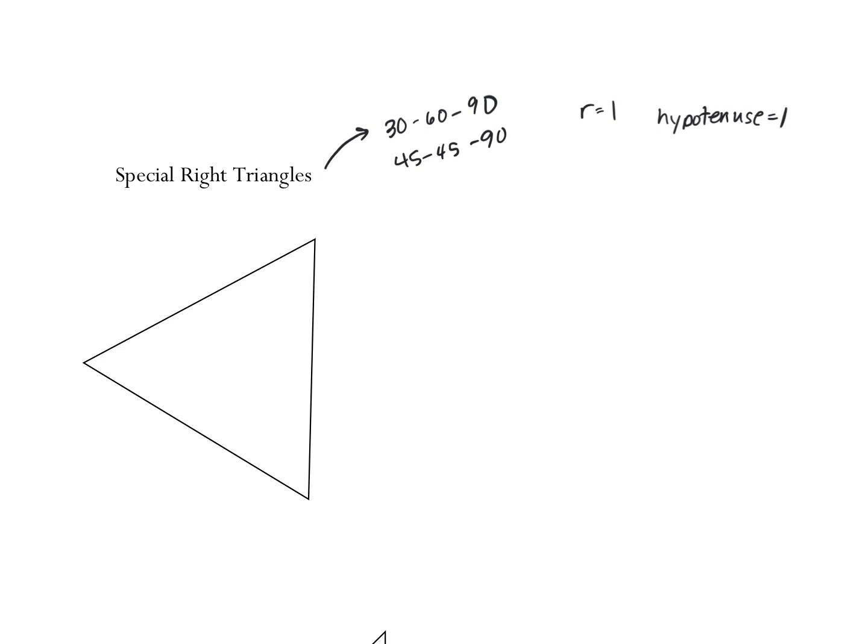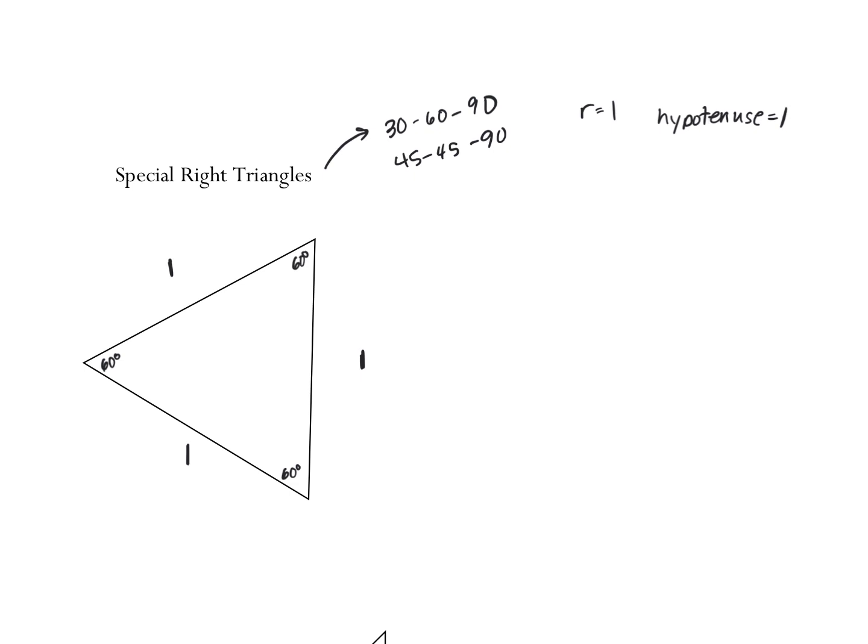So first of all, what I attempted to create here is an equilateral triangle. In an equilateral triangle, we know we have 60 degrees, 60 degrees, and 60 degrees. And we also know that all the sides are going to be equal. So I'm going to set each side equal to 1.